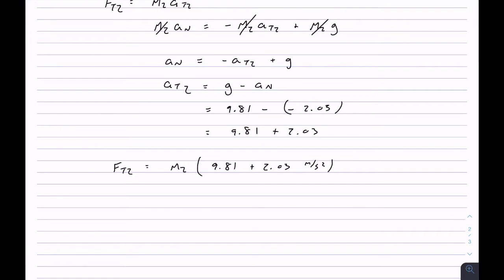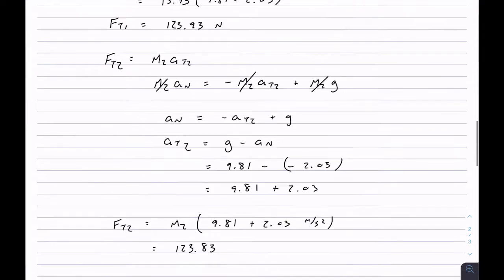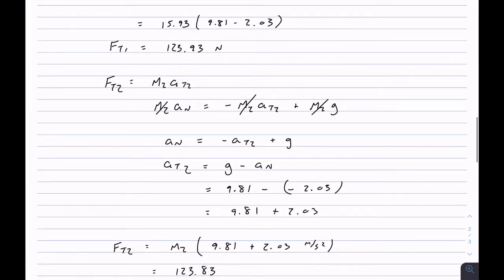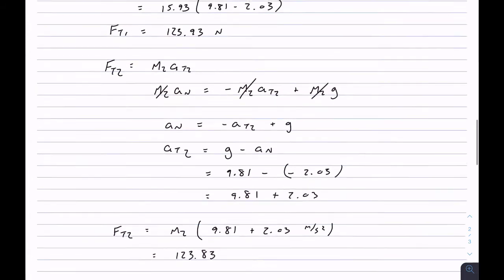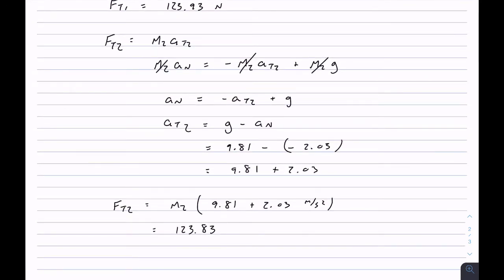Okay? Okay, that actually gives us a value of 123.83. What was our other one? 123.93. Oh yeah, and I actually made a small error here. This should be 2.04. So because of the way I rounded it, these are slightly different, but they're close enough to where I'm going to say they're equal. Let me just double check before we move on.